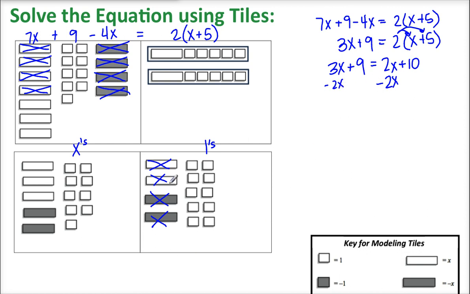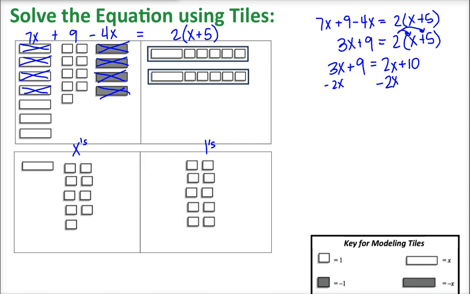Okay, now that we've come this far, we have all of our x's on this side, but notice we have some zero pairs that we can make over here. We have an x and a negative x, an x and a negative x. Okay, so those all just disappear, and let's delete them so it cleans it up a little bit.